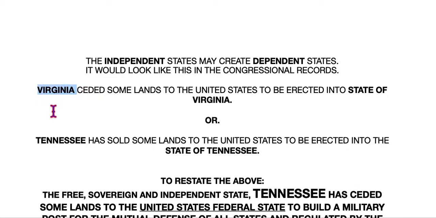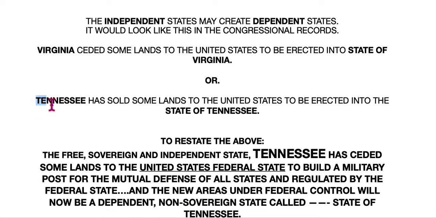Virginia, not state of Virginia, Virginia ceded some lands to the United States to be erected into the dependent state, state of Virginia, for military purposes. This is the way they wrote it. Virginia ceded some lands to the United States to be erected into state of Virginia. Or here's another example. Tennessee has sold some lands to the United States to be erected into state of Tennessee.